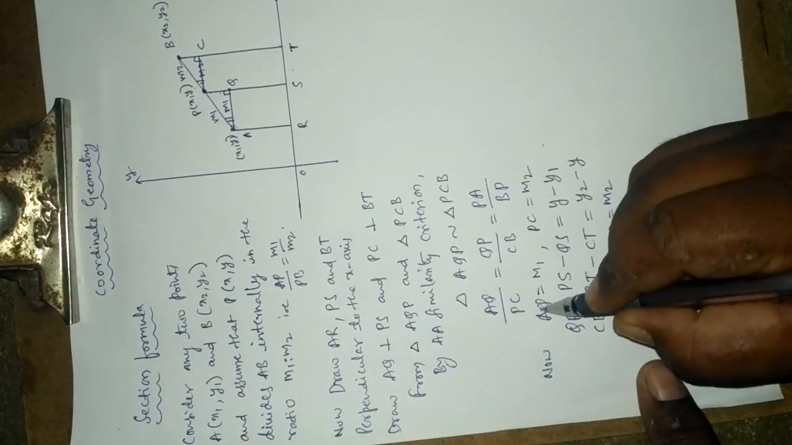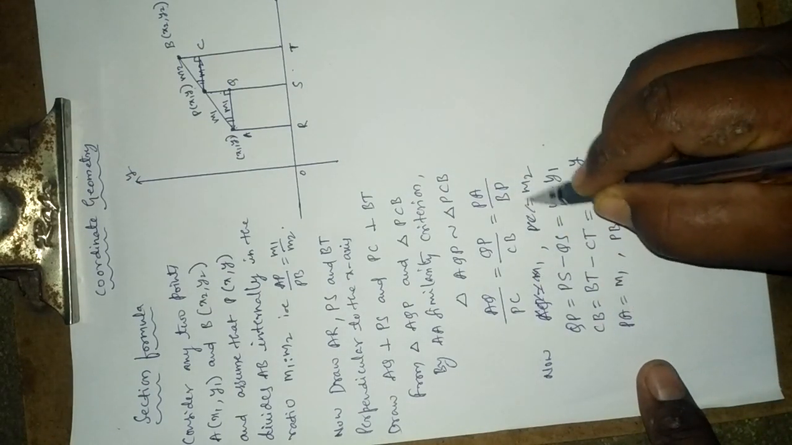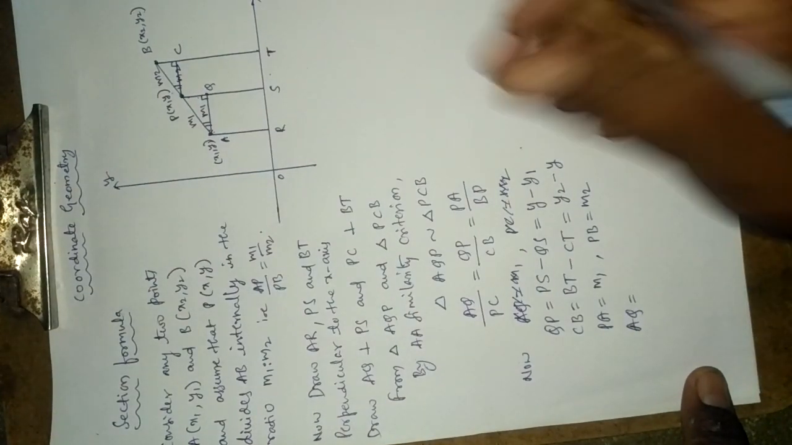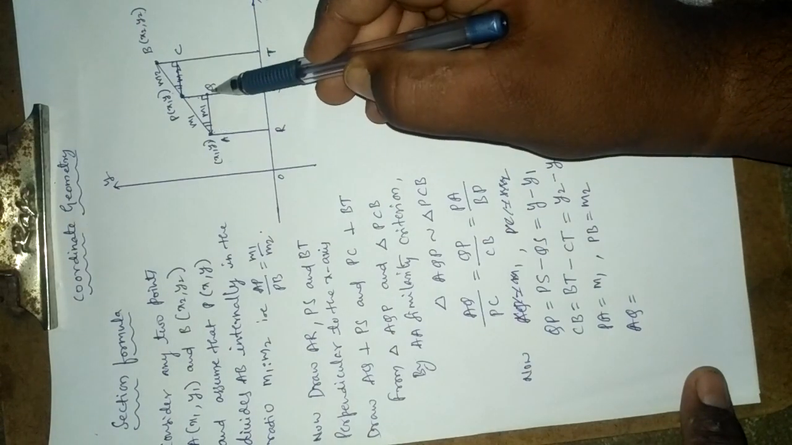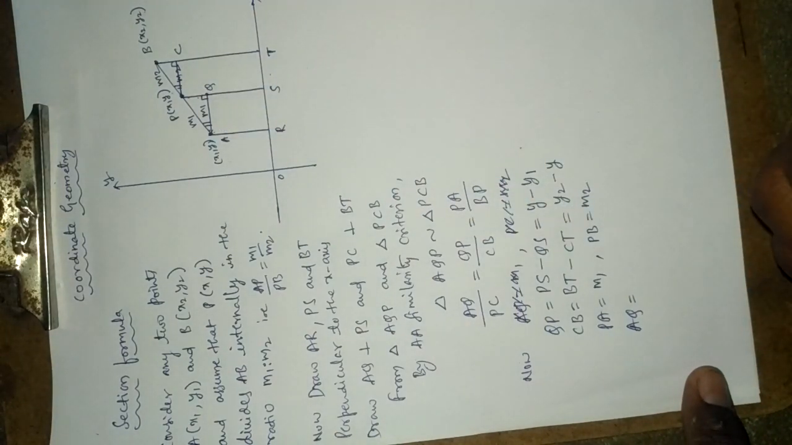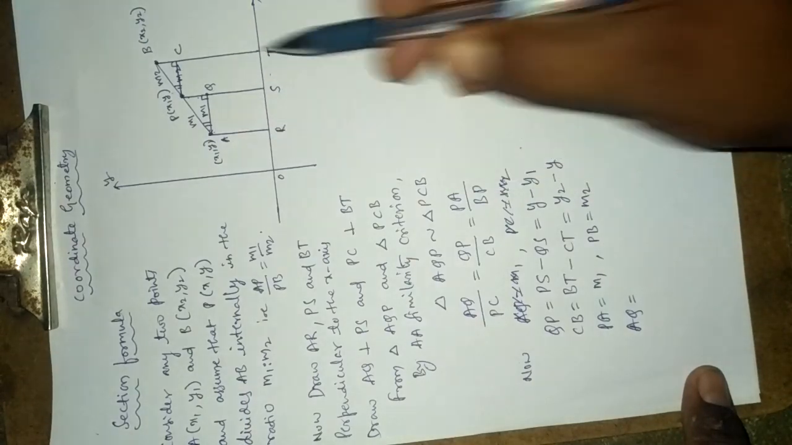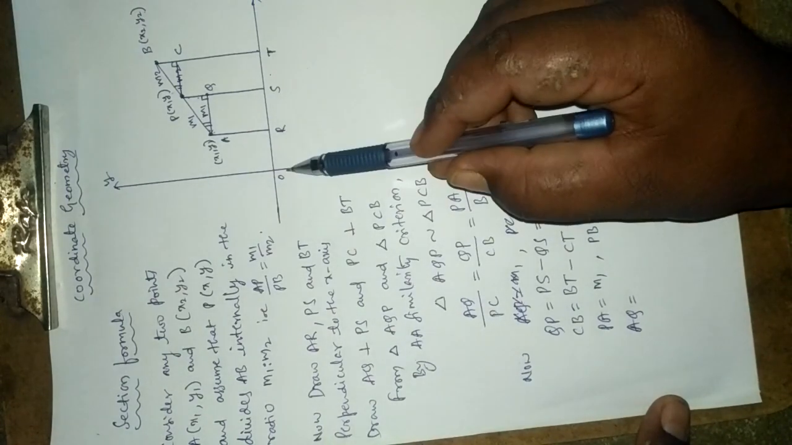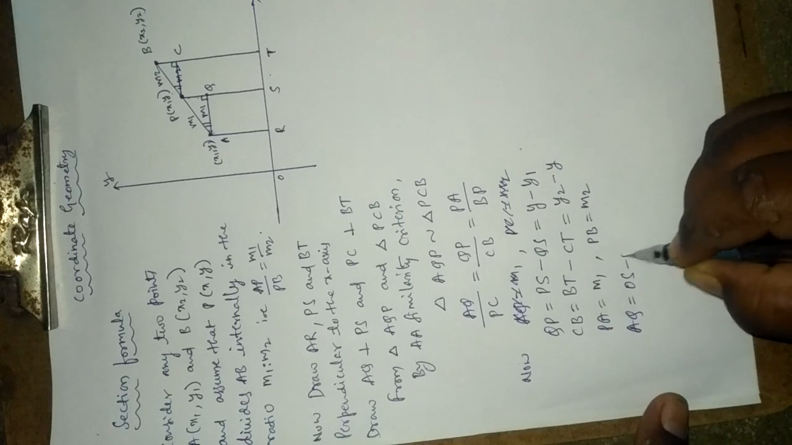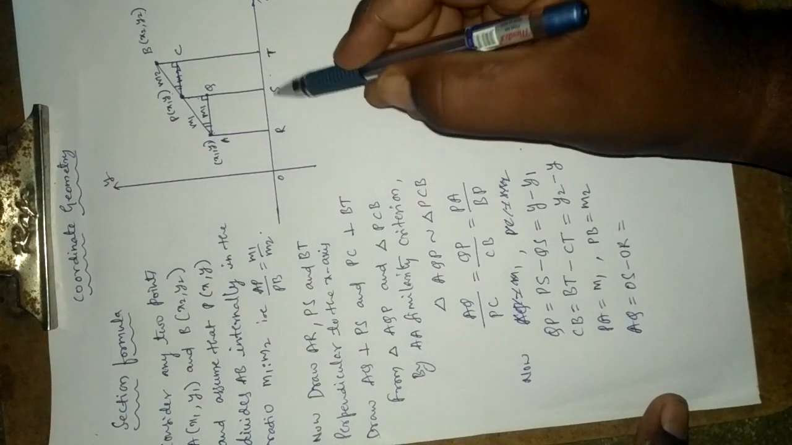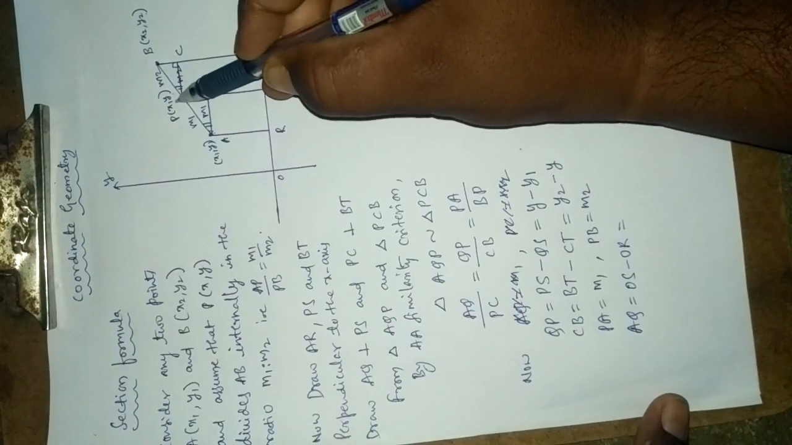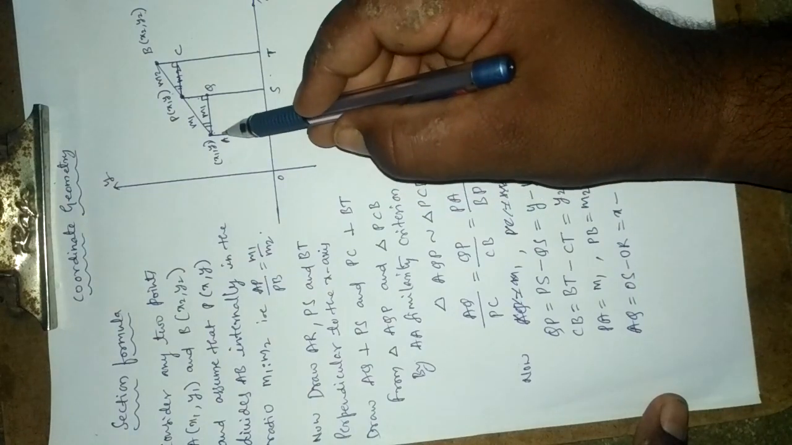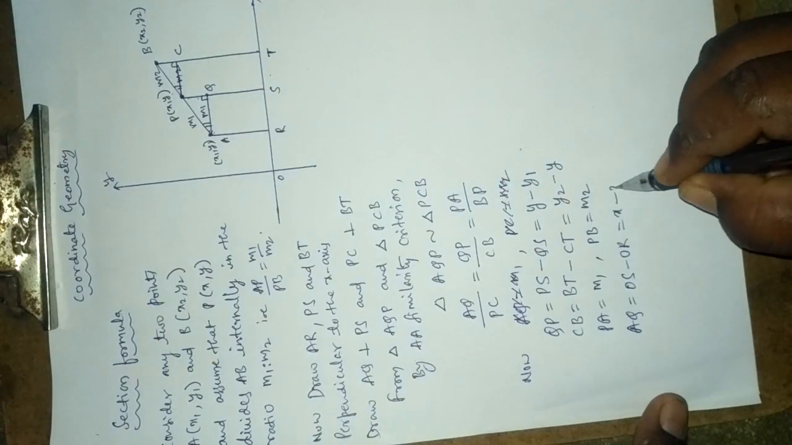Here AQ. How to take AQ? AQ means we have to find out distance from A to Q. How to find out distance from A to Q? In the distance of OS, we have to subtract OR. OS minus OR. OS means from here to here. What is that? X is there. X minus from O to R, that means the x coordinate of point A, that is X1.